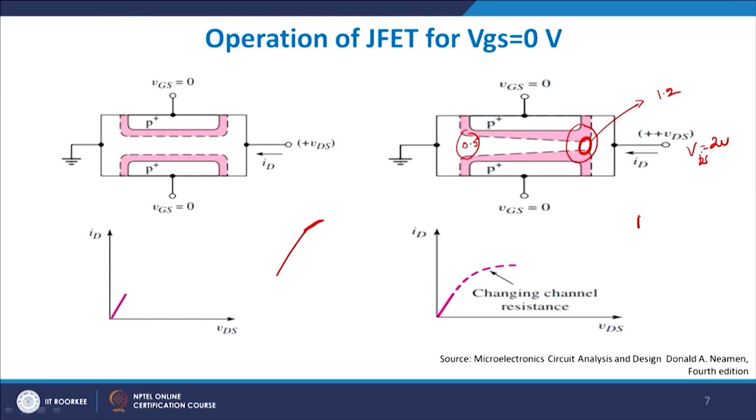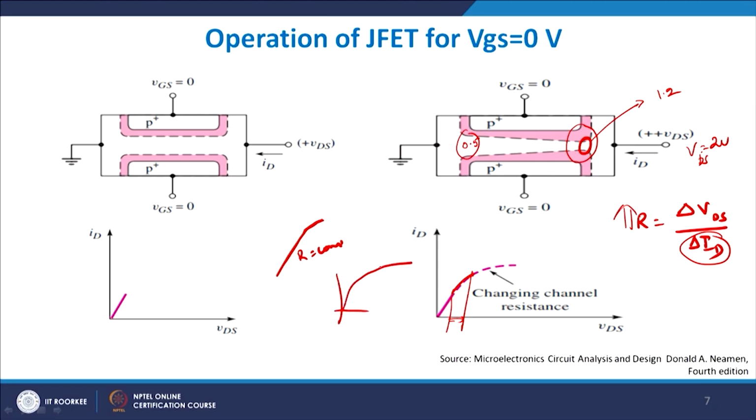Why? Because if you remember, resistance is equal to del VDS by del ID. When I was in the linear region, resistance was constant. Somewhere here, for the same change in VDS, there is a smaller change in IDS, therefore this is small, and therefore R is large. The more the slope, the less the resistance offered. So here is heavy resistance, here is almost 0, very small resistance, and here is infinitely large resistance available to you.